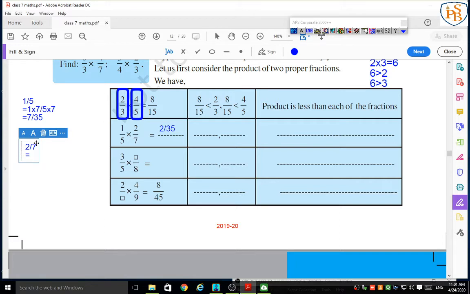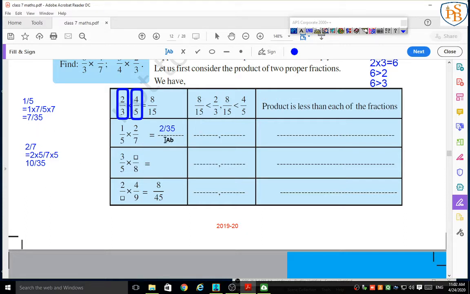So to find out the equivalent fraction, or to equalize the denominator, we have to multiply this 2 upon 7 by 5. So 2 into 5 upon 7 into 5. Look at here carefully. 2 5s are 10 upon 7 5s are 35. Okay, do you get this?